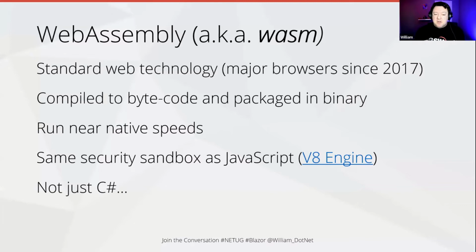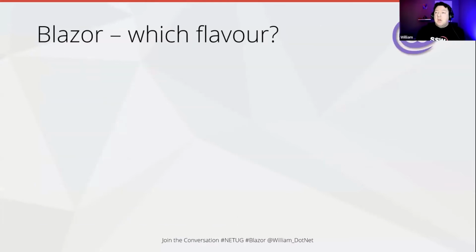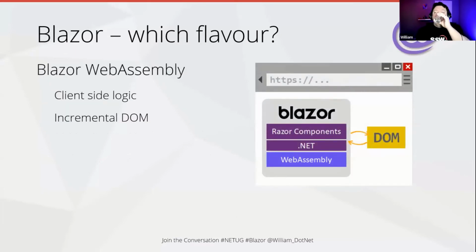But we're not limited to just C# in the browser. WebAssembly lets us run F#, Rust, C++, and a lot of other languages that, if they implement it, will just work in the browser. It's really cool. So which flavor of Blazor do we need to pick? Because there's actually more than one flavor.